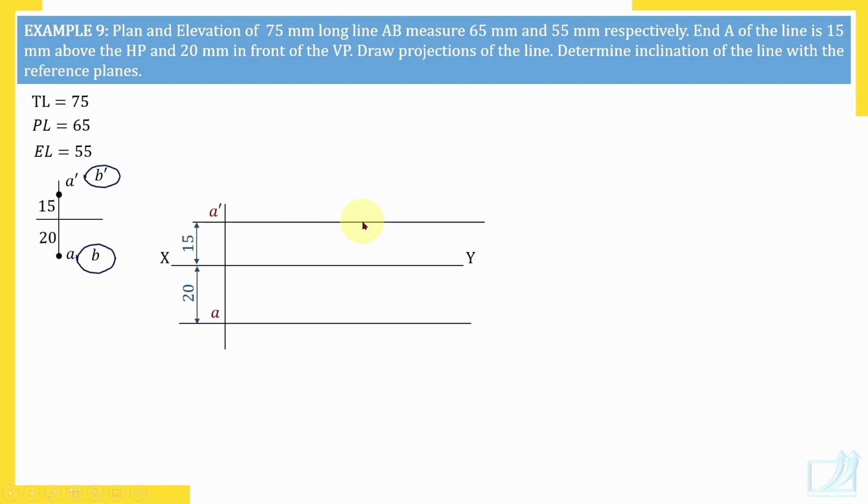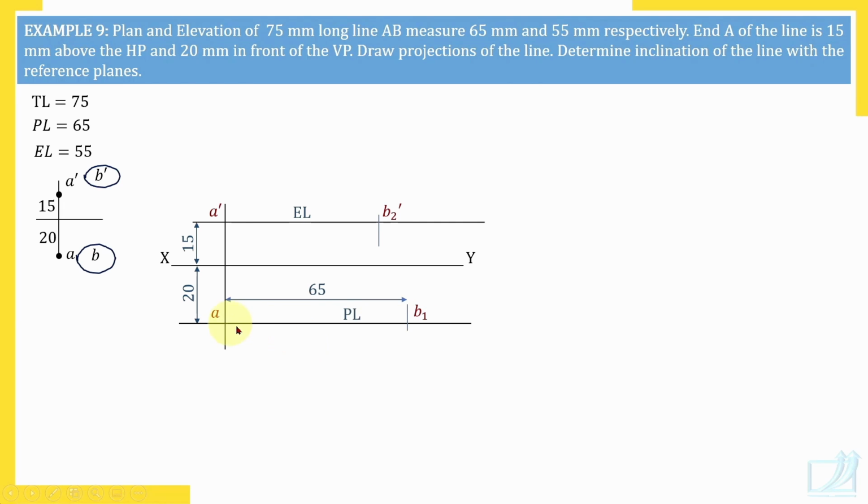Then can we draw A dash B2 dash? A dash B2 dash is horizontal and it has length EL. So yes, we can draw A dash B2 dash. So measure that length 55 millimeter and here it is B2 dash. It has length EL which is given, 55 millimeters. Similarly through point A, AB1 we can draw. AB1 has length PL. AB1 is always horizontal. So I measured 65 and I have marked B1, AB1.